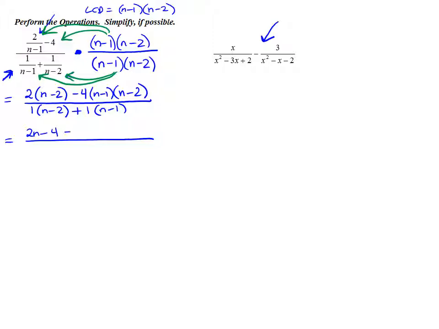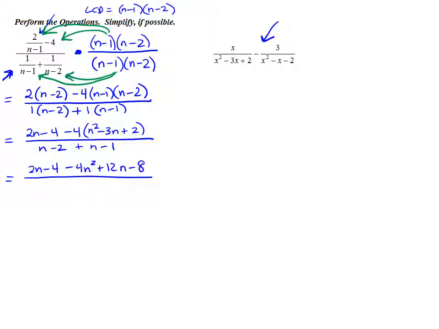2n minus 4. Here I'm going to leave the 4 for the last. I'm going to FOIL out the n minus 1 and the n minus 2 first. So n squared minus 2n minus 1n would add up to negative 3n when you FOIL and collect like terms, and then plus 2. So that's my multiplication of the LCD out. In the denominator, when I multiply by 1, I just get what was there, n minus 2 plus n minus 1. Continuing to do my final multiplication in the numerator, 2n minus 4 minus 4n squared plus 12n minus 8.